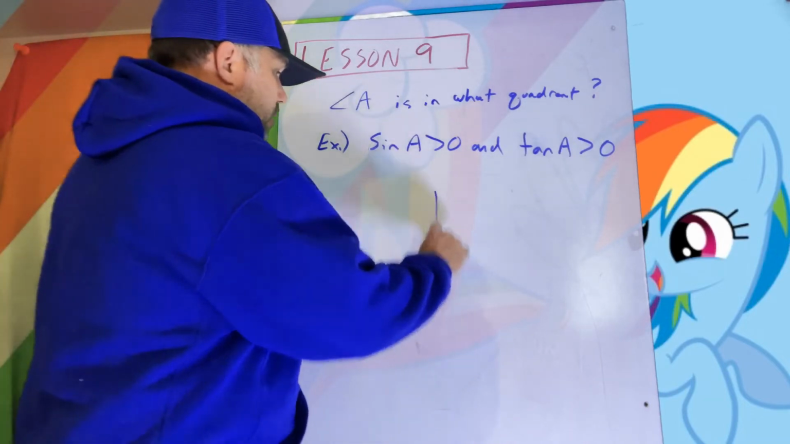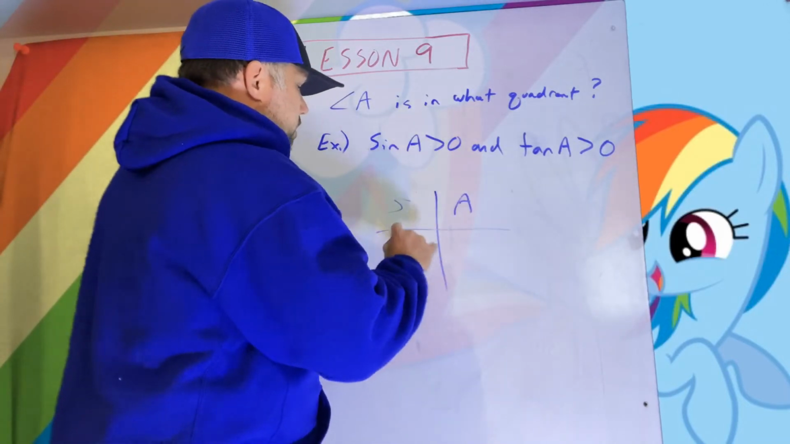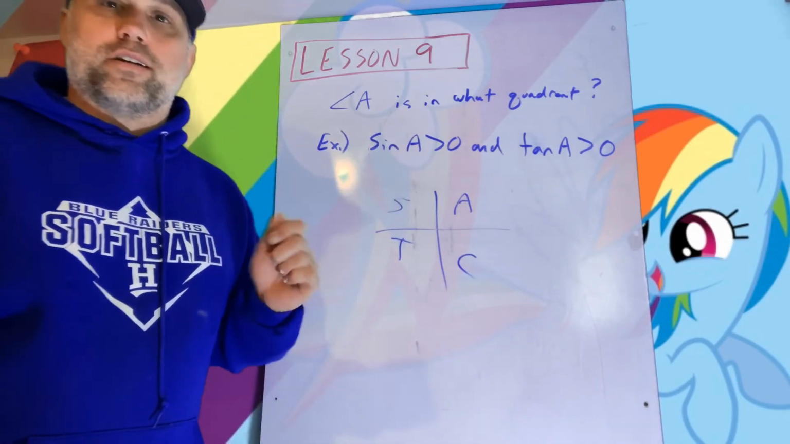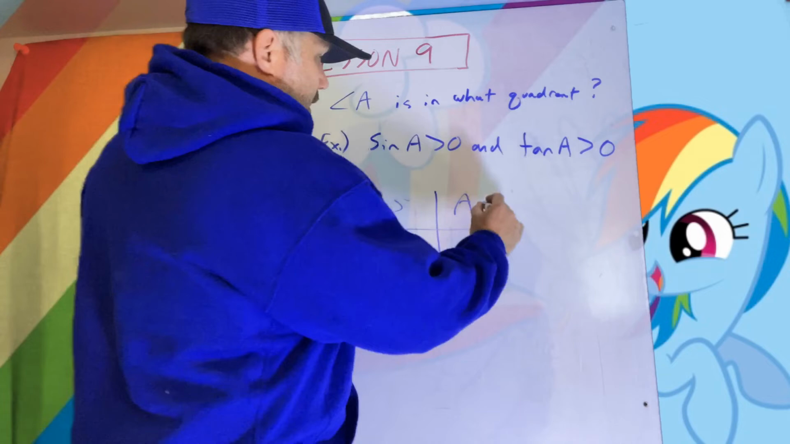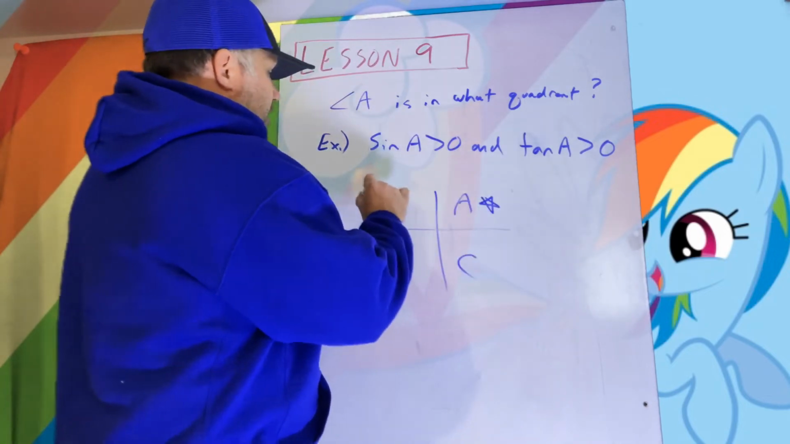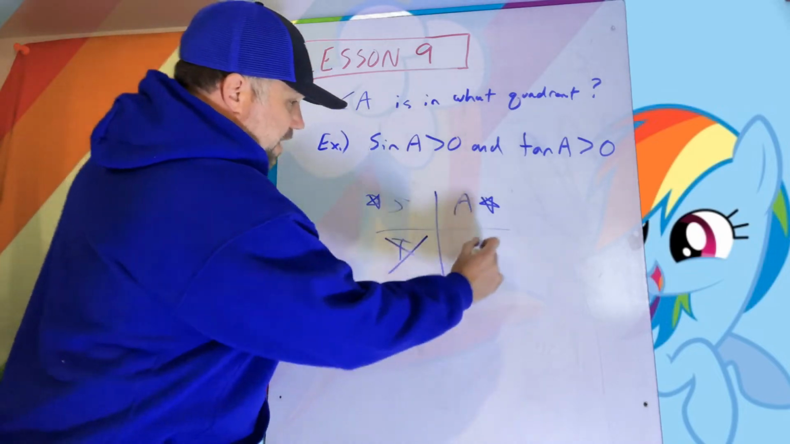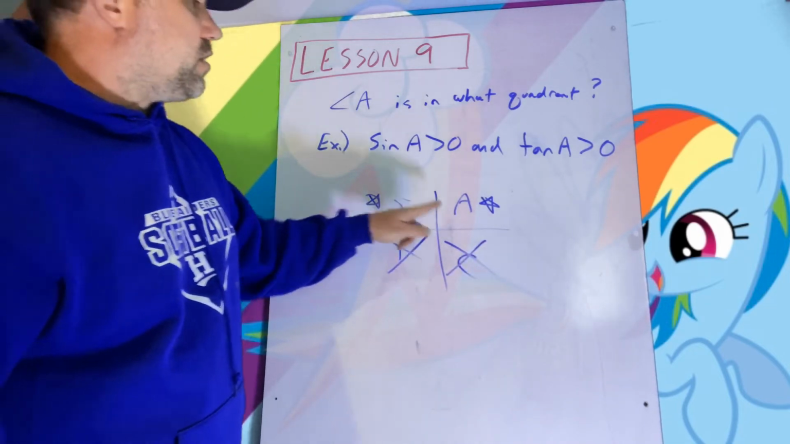So once again, we got our ASTC. So let's start with sine A greater than 0. That means that sine's positive. Where is sine positive? Sine is positive here and here, because all of them are positive here and sine is positive here. So it's definitely not those two quadrants. It's one of these two.